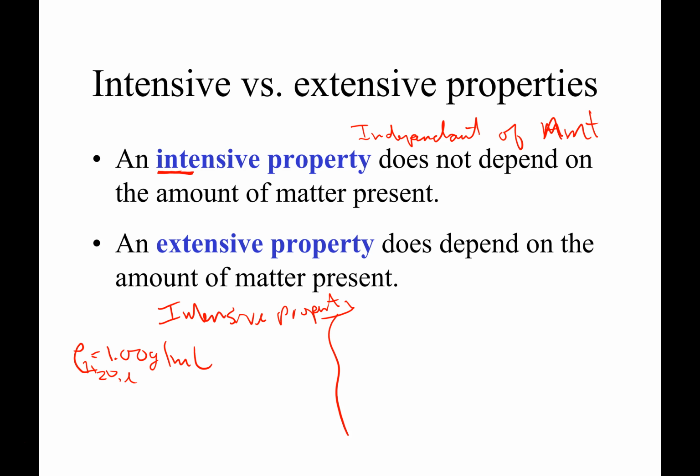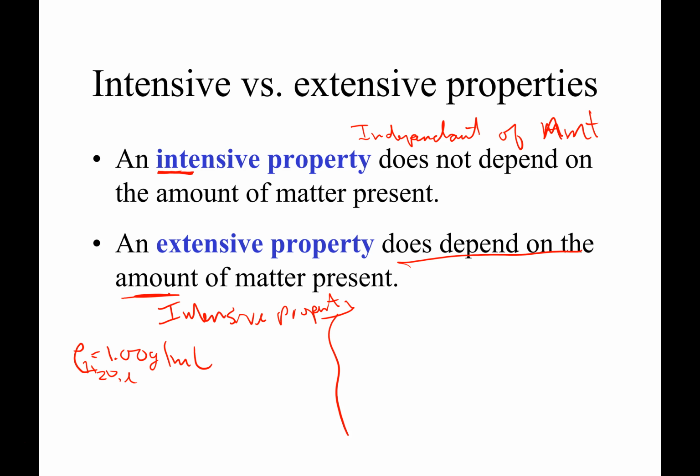A property that's independent of amount is the chemical property we just talked about, iron. Iron rusts. Iron will transform from iron to oxide. Does it matter if I have a little block of iron or a whole car of iron? Nope. It's intensive, independent of amount. So the opposite of intensive is extensive, and extensive does depend upon amount.